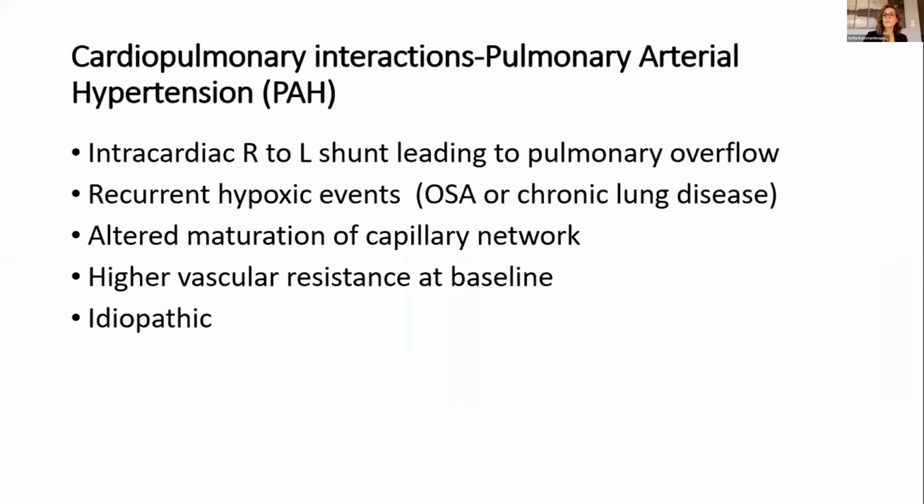So with regards to pulmonary arterial hypertension, it is very important to notice that it occurs in individuals who have significant shunts from right to left, and also in individuals with recurrent hypoxic events. It also is due to the altered maturation of the capillary network with the retention of the double capillary network within the alveolar septa. It can also be due to genetic polymorphisms, which are encountered in these individuals with regards to regulating vascular resistance, such as the response to nitric oxide, which is a potent vasodilator.